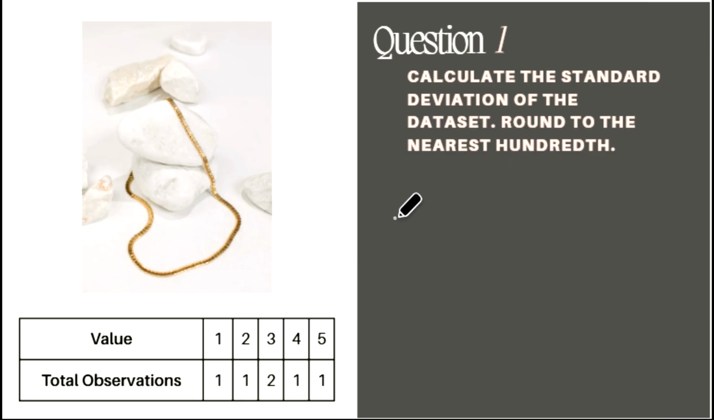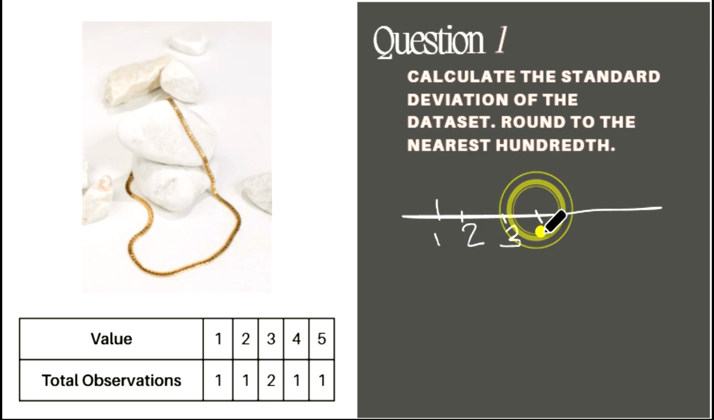Okay, so the first thing we need to do is figure out the mean. So I'm going to make my little dot plot because that's what's easiest for me. We have 1, 2, 3, 4, and 5. And now we need to figure out how many times each one appears. So there's 1 dot for 1, 1 dot for 2, 2 for 3, 1 and 1.